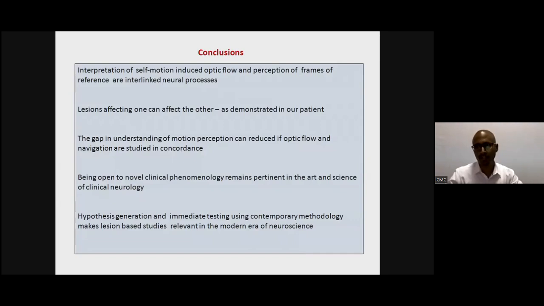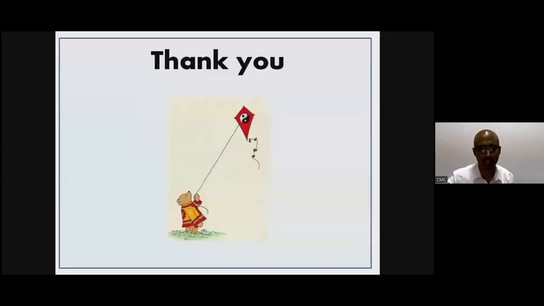I'd also like to highlight that we should be open to novel clinical phenomenology, because this is what makes modern clinical neuroscience relevant. In this patient we were able to do rapid hypothesis generation: we were able to read up, build models, test them, and come to our own conclusions using contemporary neuroscience methodology. And this is what makes lesion-based studies, which were quite prominent in the early eras of neuroscience, still relevant in the modern era. Thank you.